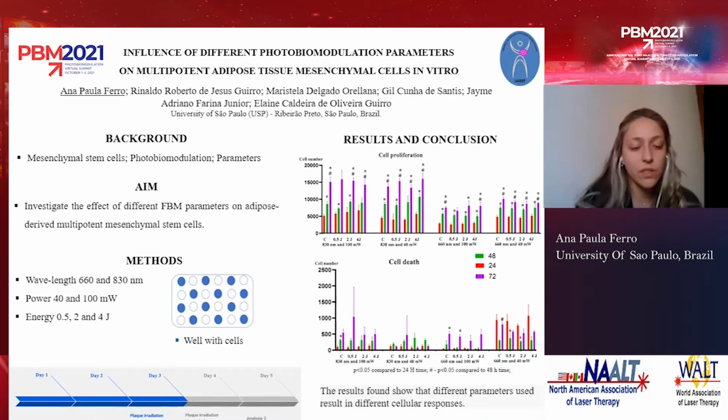The design of the study consists of trypsinization and plating the cells. On day one, it's the trypsinization and plating of the cells. On day two, the irradiation of the 3 plates. On day 3, there is irradiation and the analysis of plate 1. On day 4, there is irradiation and analysis of plate 2.